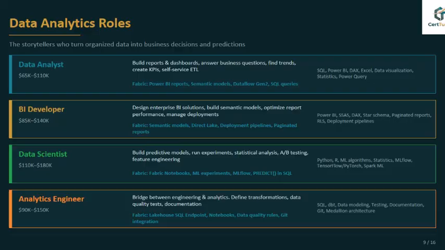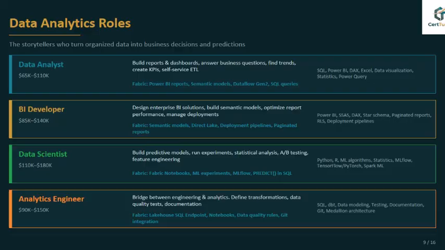Data scientist, as you know, is a different kind of latest trending job opportunity. They build predictive models, run experiments, statistical analysis, A/B testing, and feature engineering. In Microsoft Fabric, they'll be involved in notebooks, ML experiments, MLflow, and predictions. Those are the people who will have knowledge in Python, R programming, ML algorithms, statistics, MLflow, PyTorch and related Python libraries, Spark ML, and machine learning concepts.